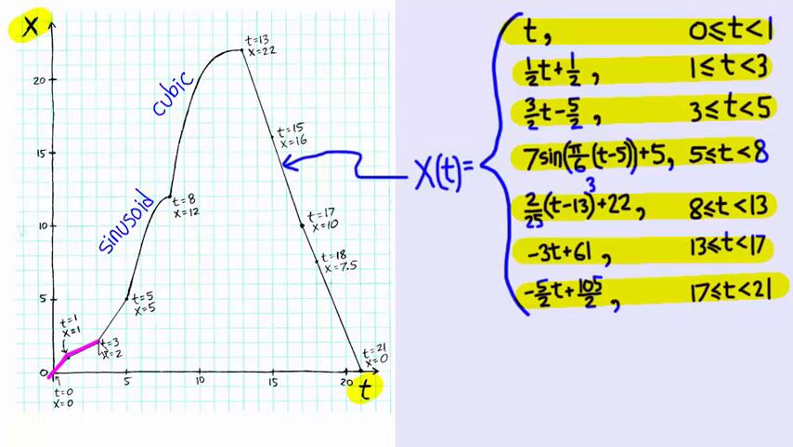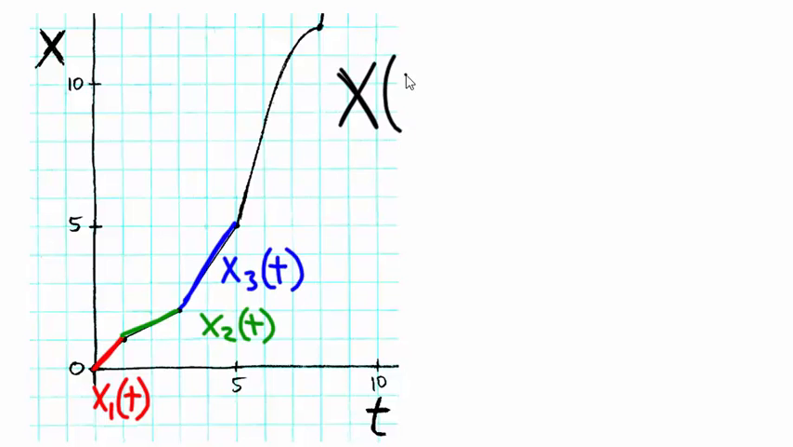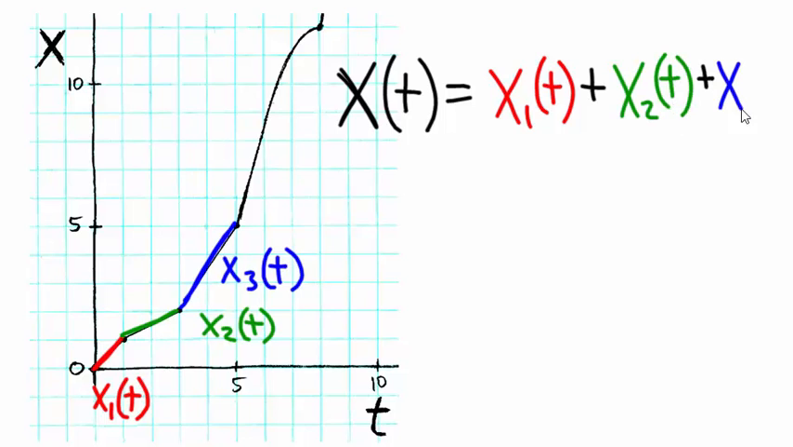For the time being, let's focus our attention on merging the first 3 linear pieces of x of t. There we are, zoomed in. Let's call these pieces x1 of t, x2 of t, and x3 of t, and say that big X of t is the sum of those 3 pieces. Now, if we're thinking of these as functions, there's a bit of a conceptual problem here.